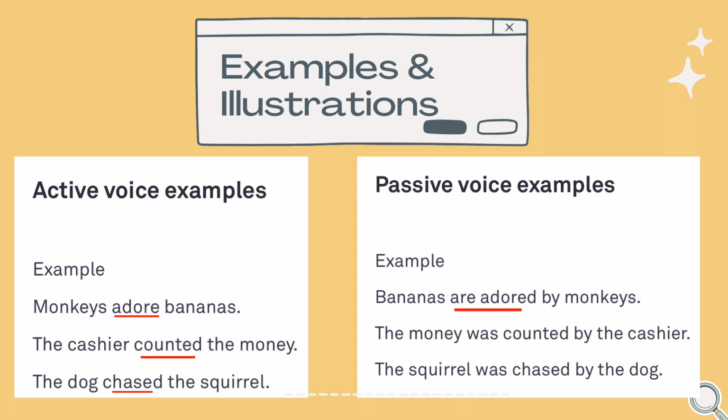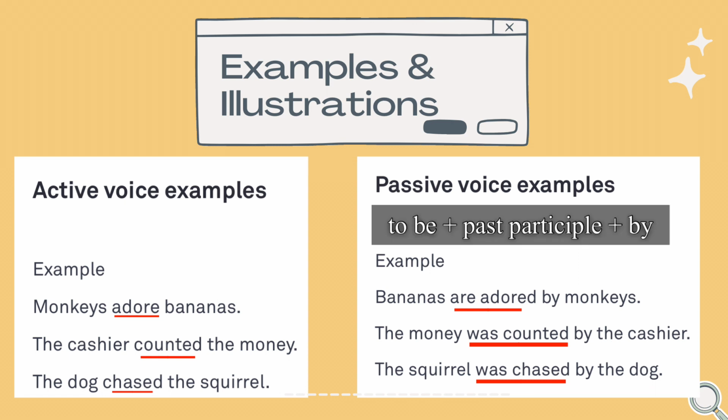Number 2, the money was counted by the cashier. And the last one, the squirrel was chased by the dog. For the passive voice, the formula is to be plus past participle plus by.